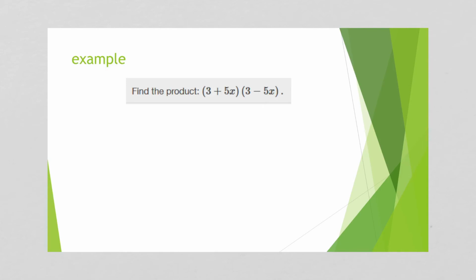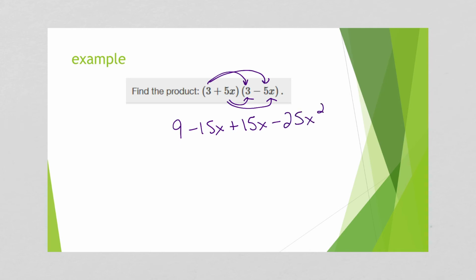This one looks a little different, but do we have a conjugate pair? Let's multiply these out and see. 9, negative 15x, positive 15x, and negative 25x squared. Looks like it. So yes, they are conjugate pairs, even though our variable didn't come first.